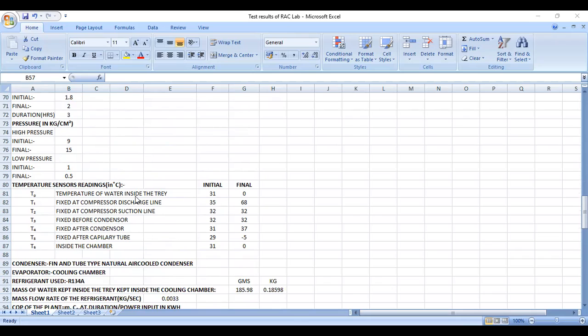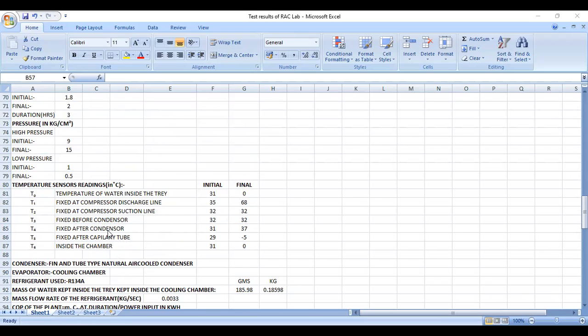The temperature of the cold water inside the tray is 31. The sensor fixed at the compressor discharge line is 31 inside the cold, and finally 0. At the condenser compressor discharge line, it is 35 initially, finally 68, a rise. Fixed at the compressor suction line is 32 and 32. Then fixed before the condenser is 32 and 32. Fixed after the condenser is 31, 37.